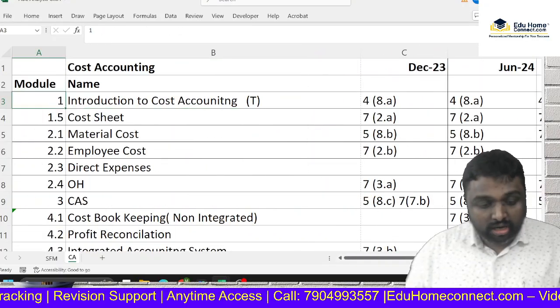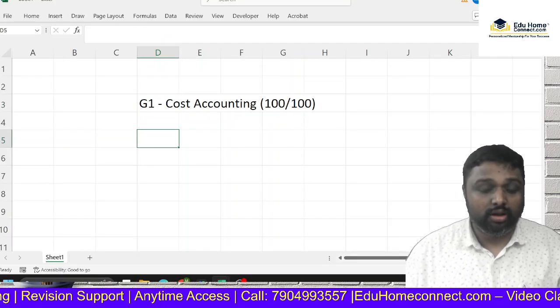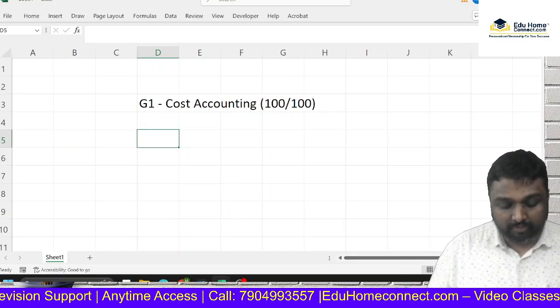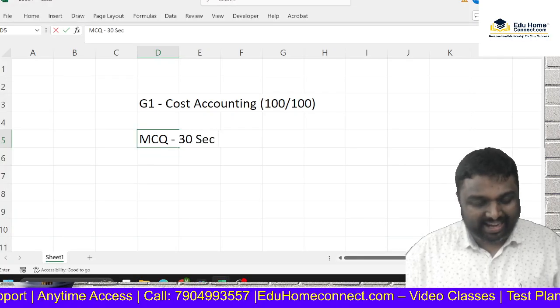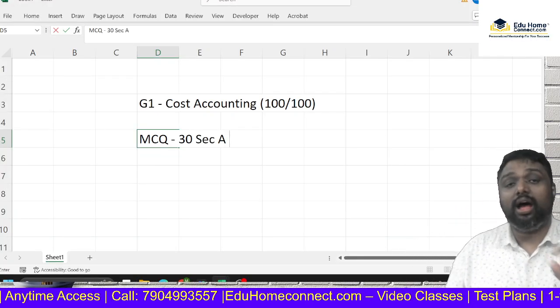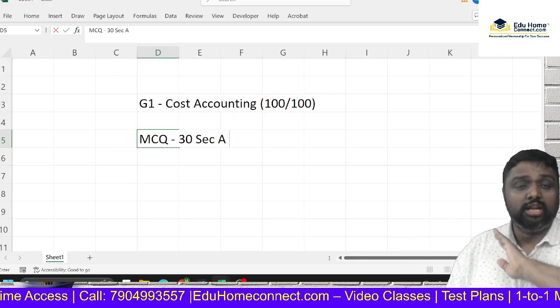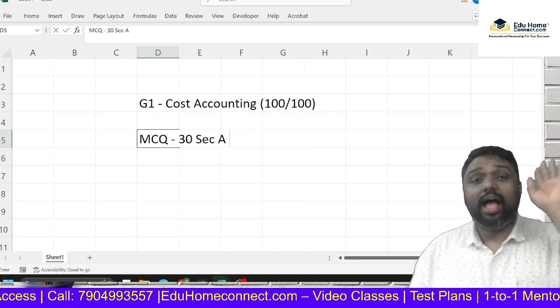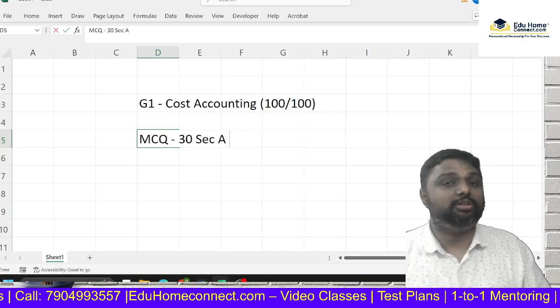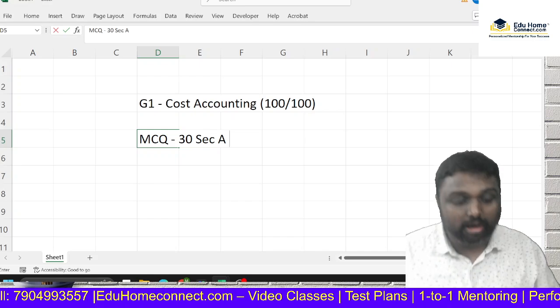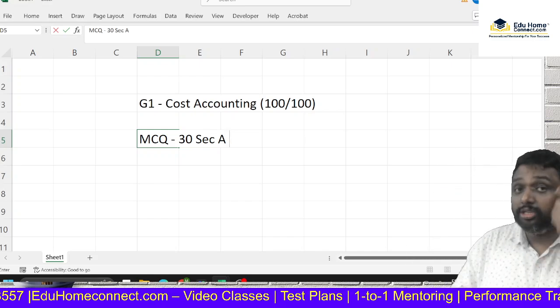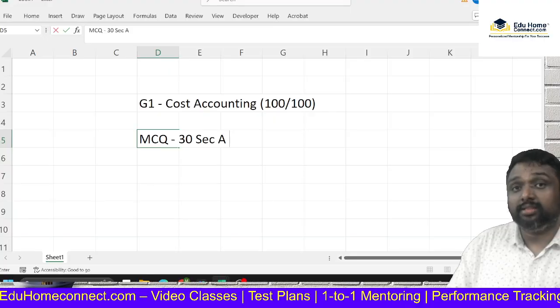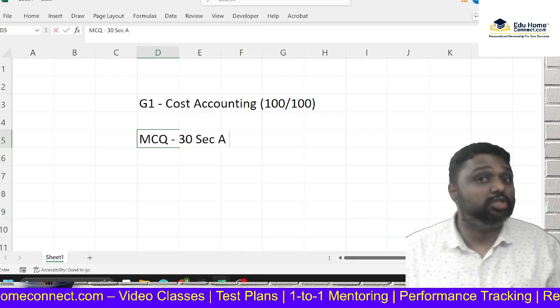And before starting the session, let me tell you, for friends who are going to write for the first time, your exam has MCQs for 30 marks, which is Section A, where you have to mark the correct answer in the OMR sheet. There is no explanation required, and there is no descriptive answer required, and there is no negative mark also. We will come up with exciting strategies on how to crack MCQs in the coming days.